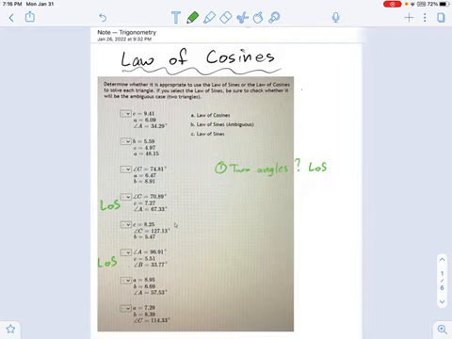Next question I'm going to ask. Do we have no matching pairs? So no matched pairs of angles and sides. And if you have no matched pairs, that's going to be law of cosines. Okay, so let's see. Do we have no matched pairs?